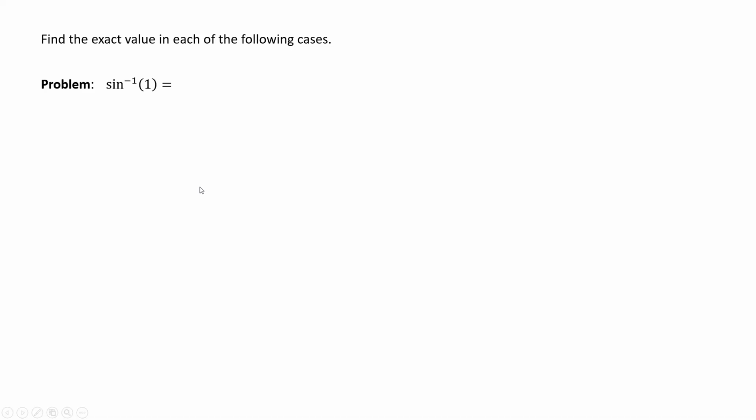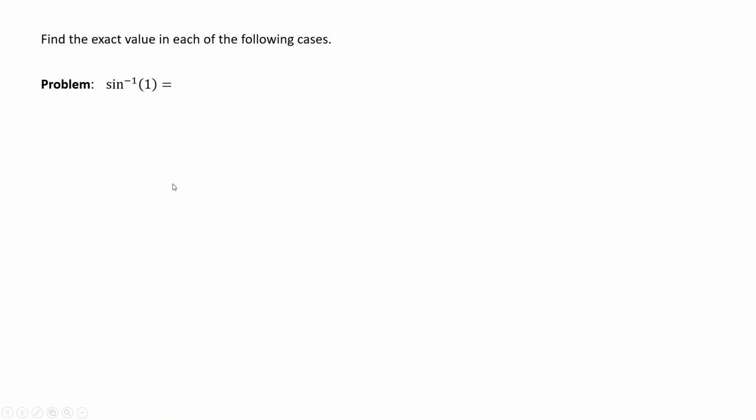Okay, two questions should pop up in our head. Can you actually find sine inverse of 1? That depends on whether 1 is within the domain of sine inverse, that is negative 1 to 1. Yes, 1 is in the negative 1 to 1 interval, so we can find sine inverse of 1. The second question is, if so, sine of what angle equals 1?